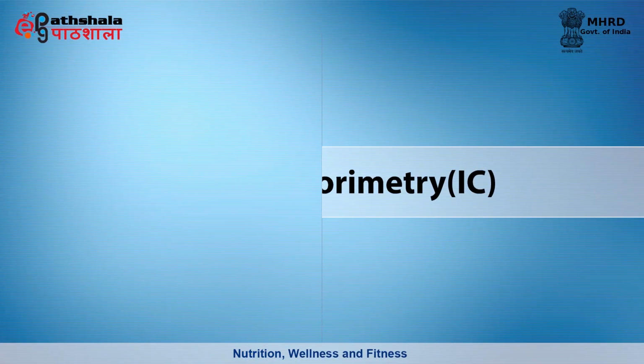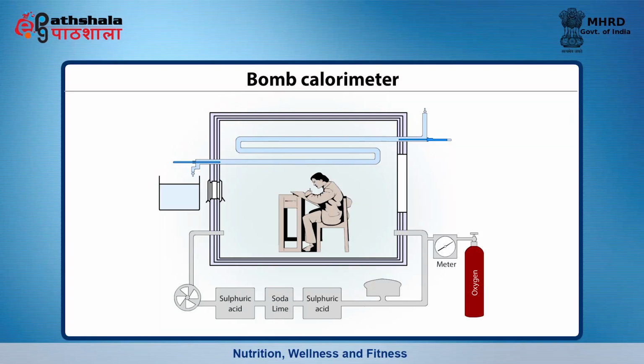Indirect calorimetry. This is the most common method used for the measurement of energy expenditure. Here, an individual's oxygen consumption as well as carbon dioxide production is quantified for a given period of time. The equipment allows the individual to breathe using a mouthpiece which covers both mouth and nose, or even a ventilated hood at times, that captures all the expired carbon dioxide.